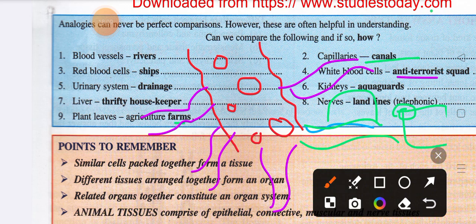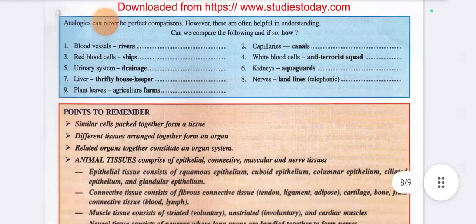White blood cells are the anti-terrorist squad. Okay, here are the WBCs, the anti-terrorist squad. Kidneys are the aqua guards. Okay, here are our aqua guards which filter out the blood. Next, what? Nerves, they are the landlines, the telephone. Now let it be. Let's try to remember.